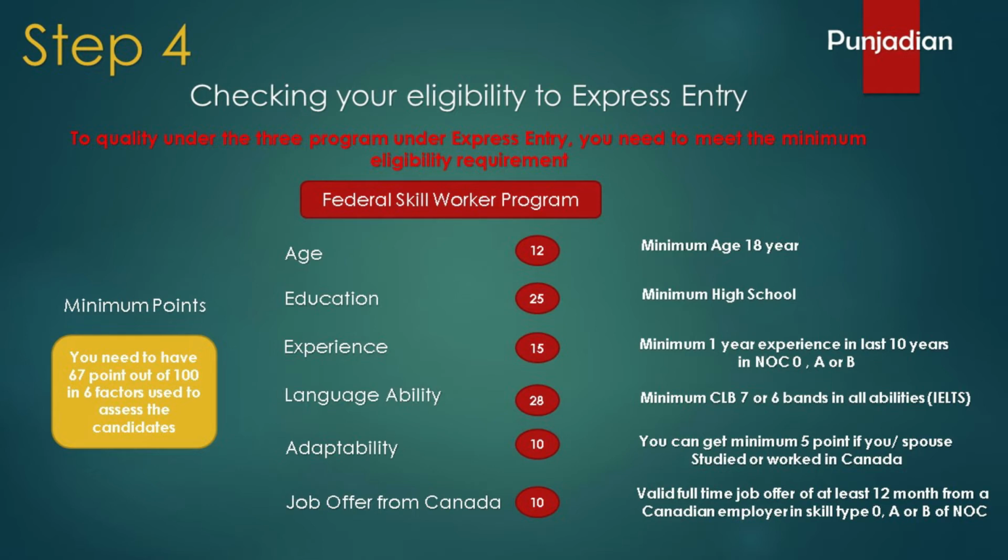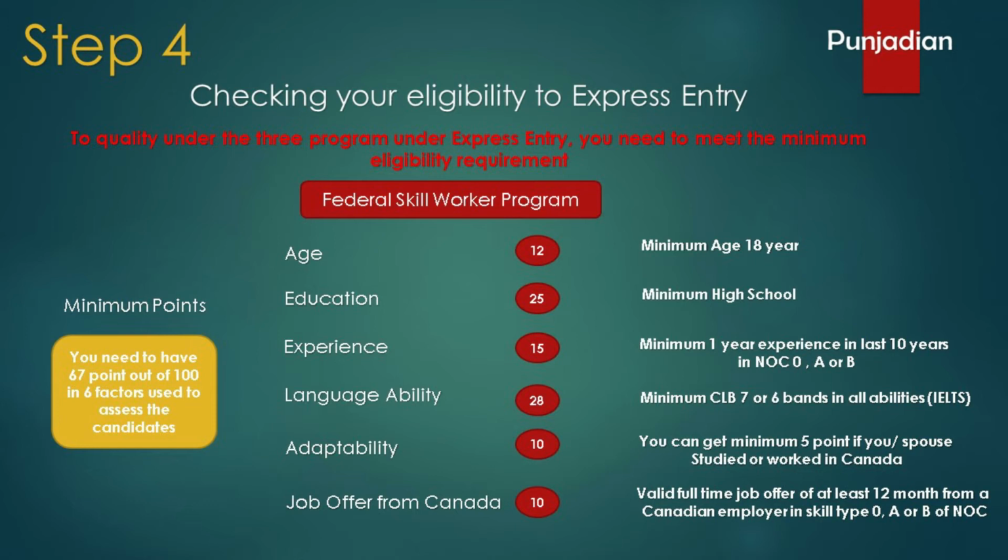The fourth step includes checking your eligibility for Express Entry. To qualify under the 3 programs under Express Entry, you need to meet the minimum eligibility requirements. For the Federal Skilled Worker Program, you need to have 67 points out of 100 in 6 factors used to assess the candidate.